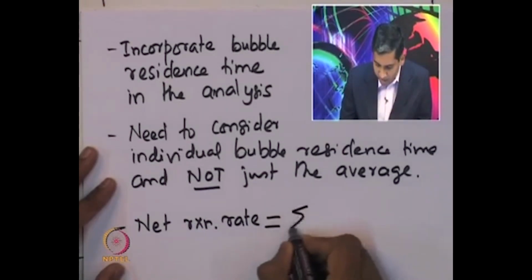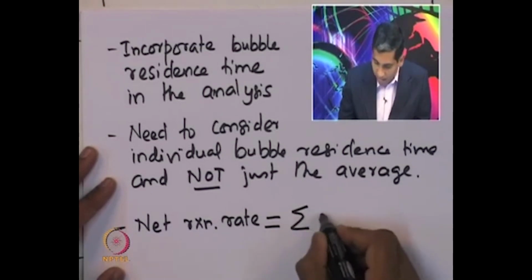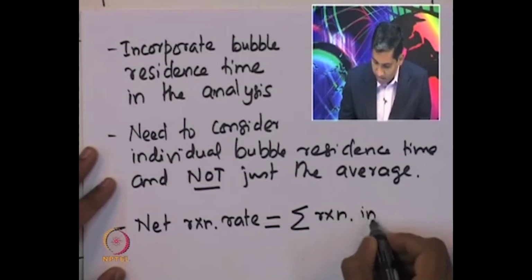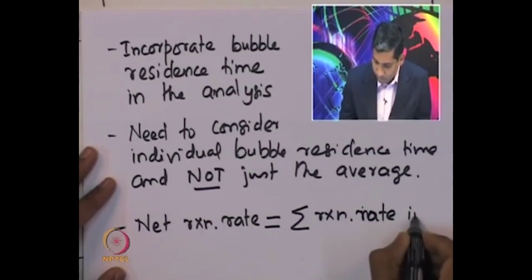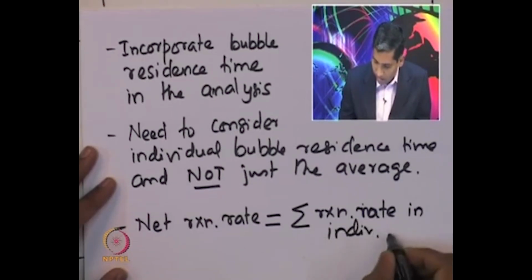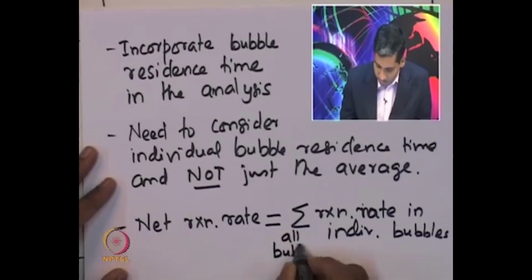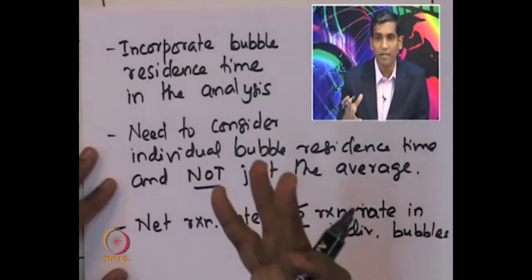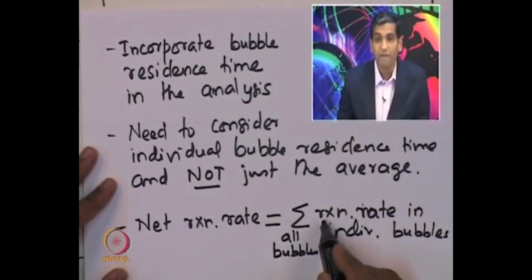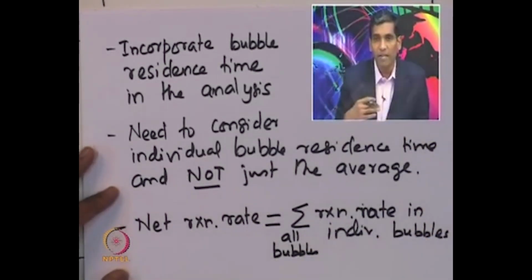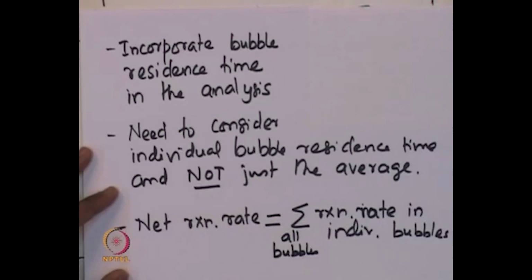As a result, the net reaction rate is simply going to be the sum of the reaction rates in individual bubbles, summed over all bubbles. So, if there are 100 bubbles inside the reactor, one needs to find the reaction rate in each of these 100 bubbles and sum them all, and that gives the net reaction rate inside the reactor. Net reaction rate here refers to the observed total reaction rate and not the intrinsic reaction rate.